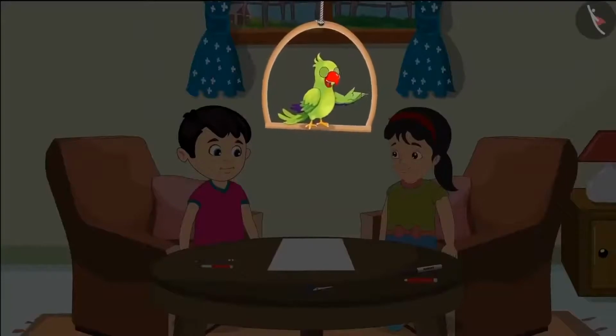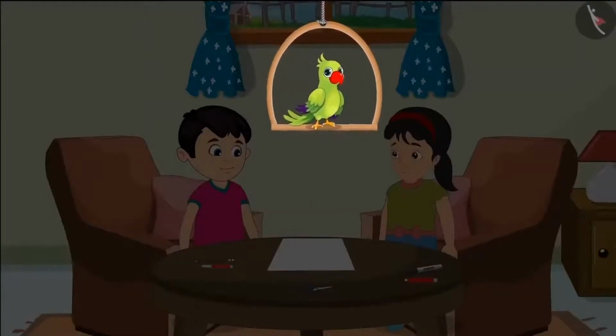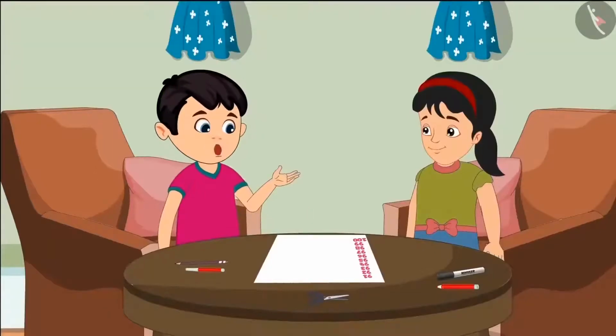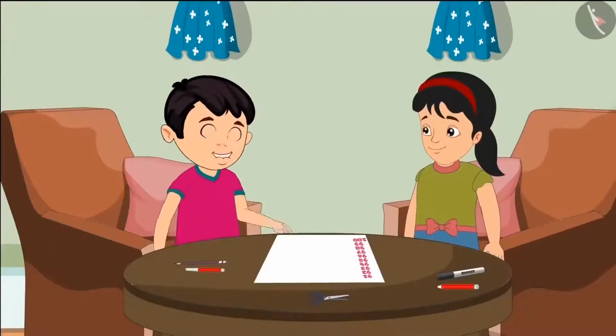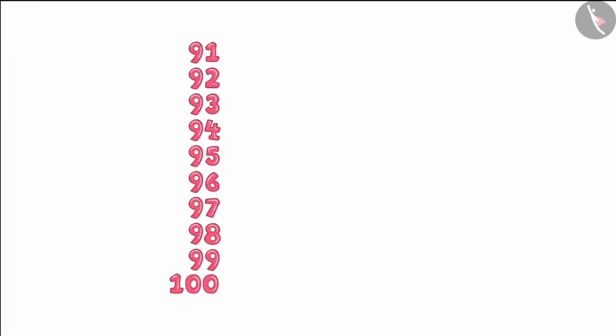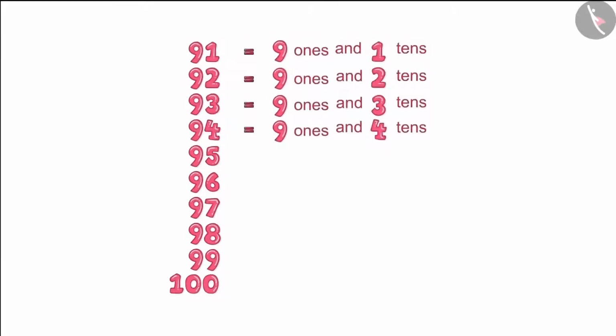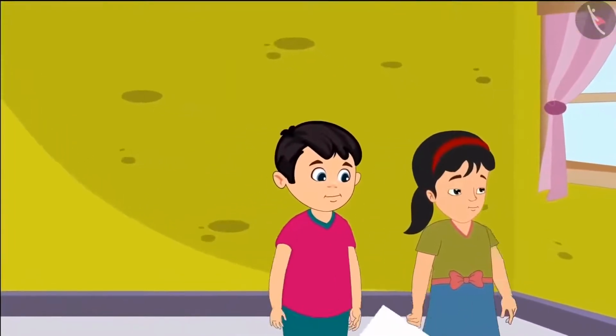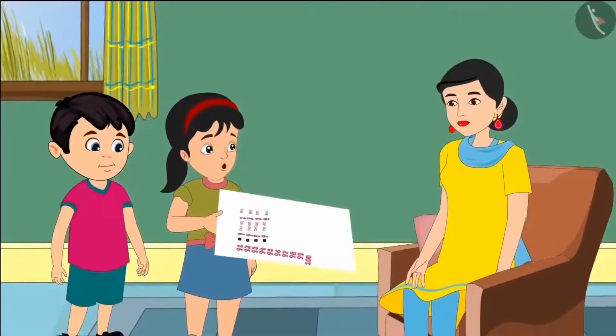Today, Chotu and Pinky's teacher has asked them to make a chart of numbers from 91 to 100. Pinky, let's write the ones and tens of these numbers in the chart. Okay, Chotu. Pinky and Chotu have written numbers from 91 to 100 and also written the ones and tens of some numbers. Both of them are going to show the chart to their mother before writing further. Mummy, look, we are preparing this chart to put in class.